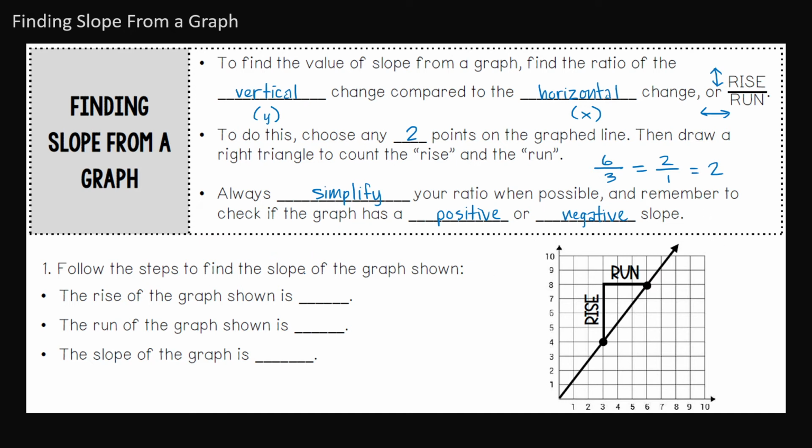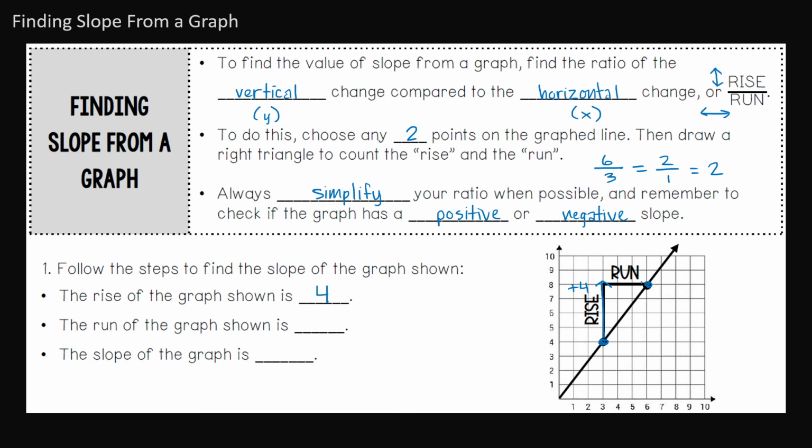So let's try this example. We're going to follow the steps to find the slope of this graph. When I see the rise, that's my change up and down. When I'm moving from this point that's graphed up to this one, the change in y, my rise is 1, 2, 3, 4 points. So my rise is positive 4.